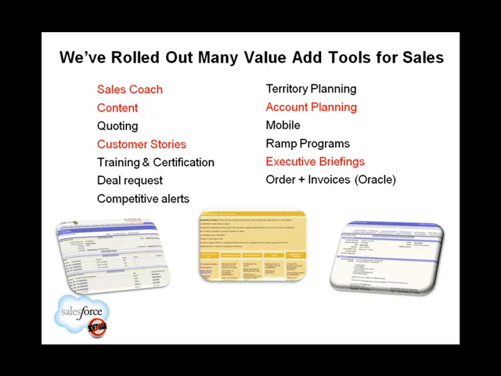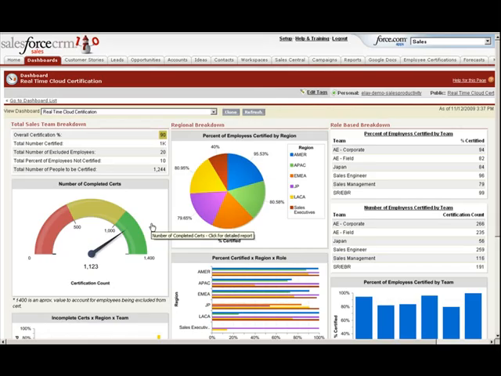We've also added a bunch of other tools, like a deal support custom object. We added an executive briefing tool. So these are value-add tools for our sales team. It's not just about tools for managers to manage. It's also tools for AEs, or account executives, to manage their book of business better.